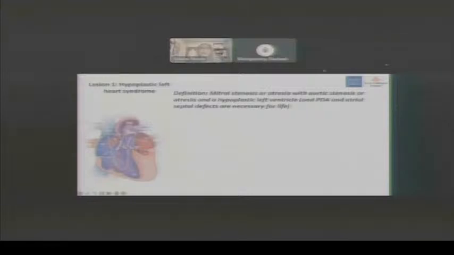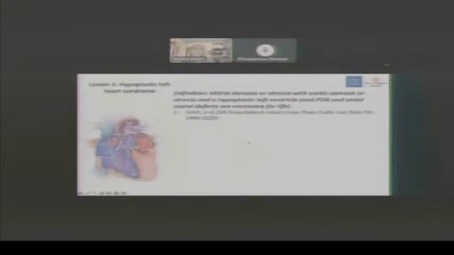So here's the definition: mitral stenosis or atresia with aortic stenosis or atresia and a hypoplastic left ventricle. I will say for a child to survive birth with this, they must have a patent ductus arteriosus, and they must have an atrial septal defect to allow blood flow to escape the left side, the atrial septal defect, and the PDA is how blood gets to the brain and to the body.